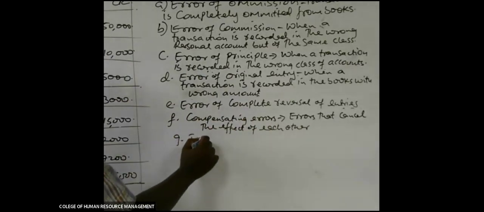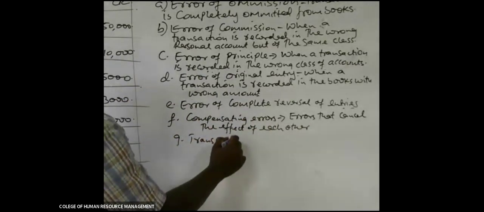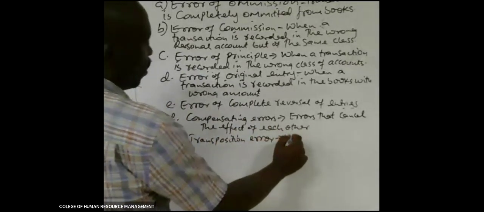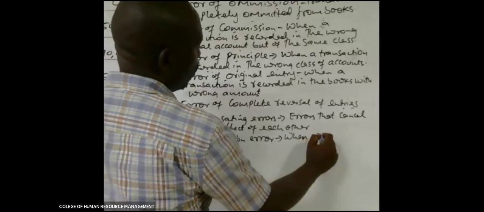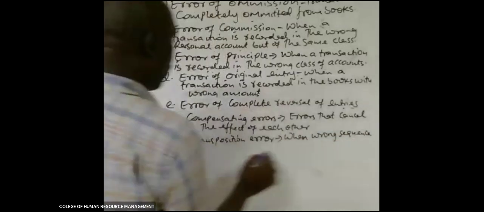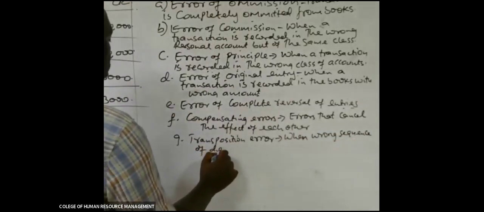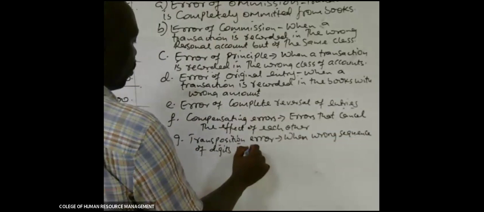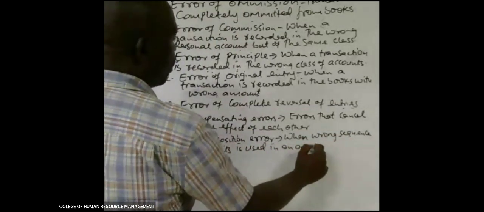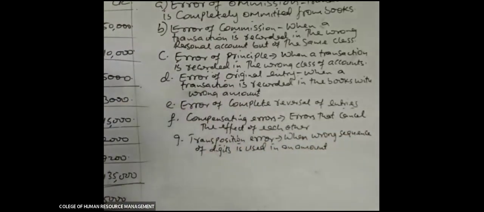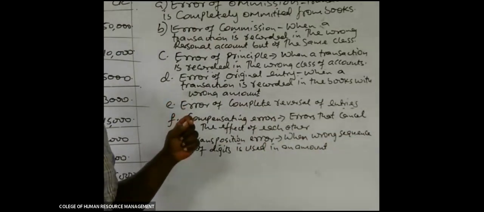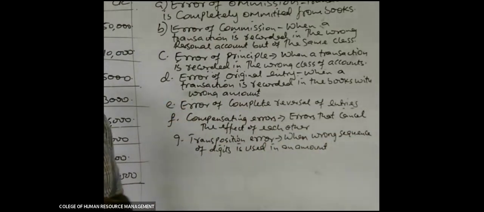Lastly is the transposition. This is when a wrong sequence of digits is used in an amount. Actually, it is a special error of original entry. They have the same kind of effect.